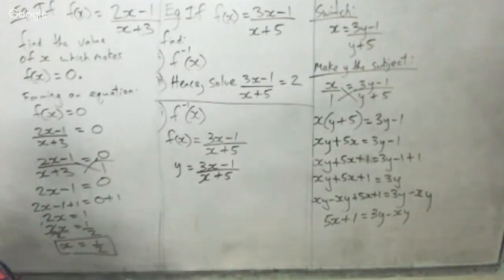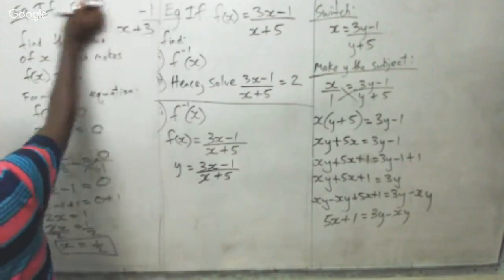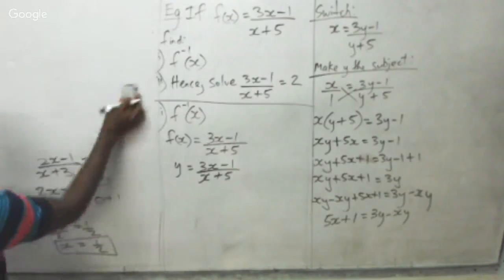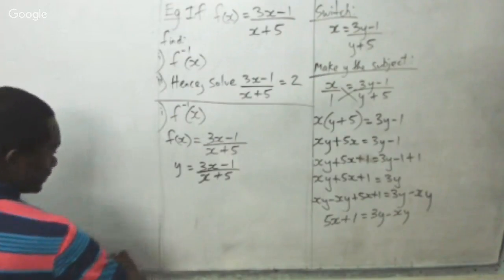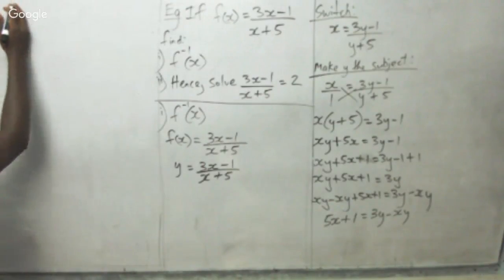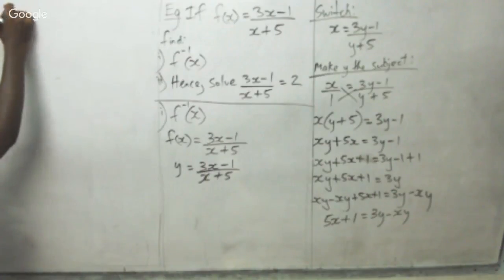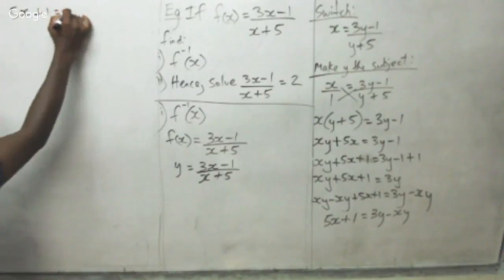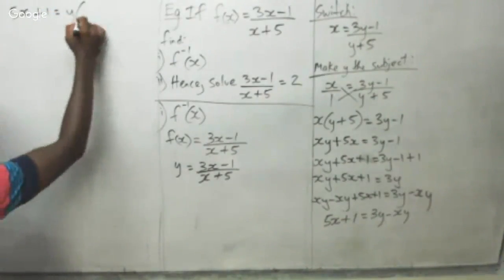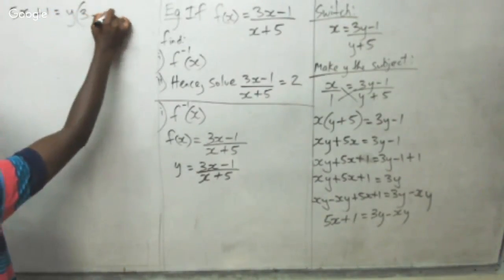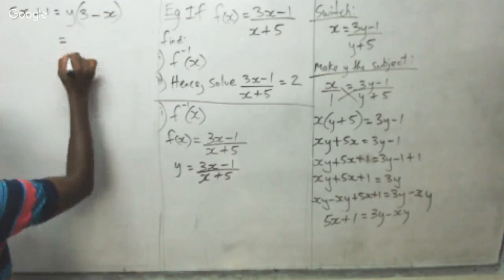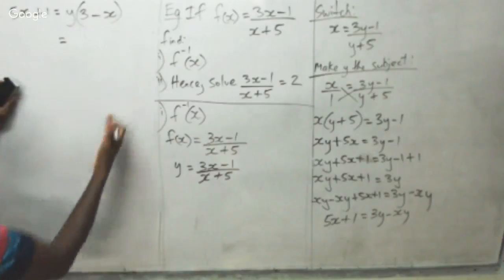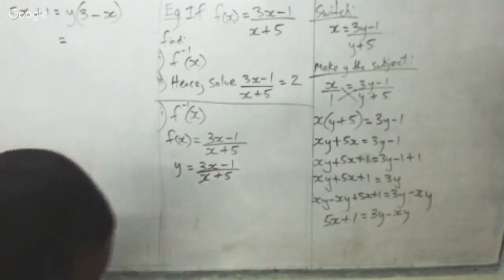So what are we going to do next? Factor out the y. So let's factorize. I have y open bracket 3 minus x. On the left we still have 5x plus 1. How many y's do we have now? One. What is connected to it? The bracket.